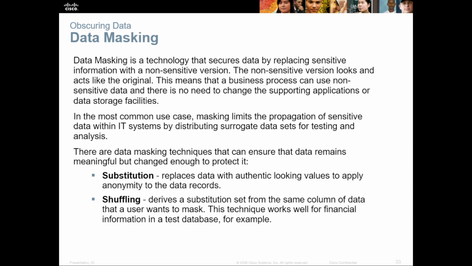Then shuffling. Shuffling derives a substitution set from the same column of data that a user wants to mask. This technique works well for financial information in a test database.